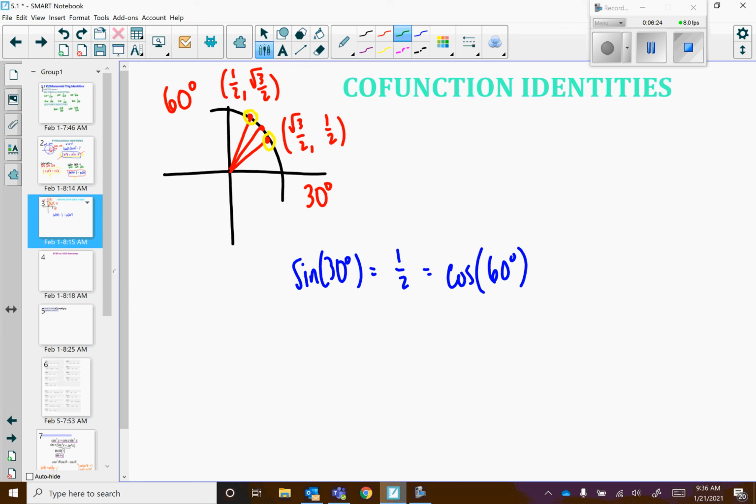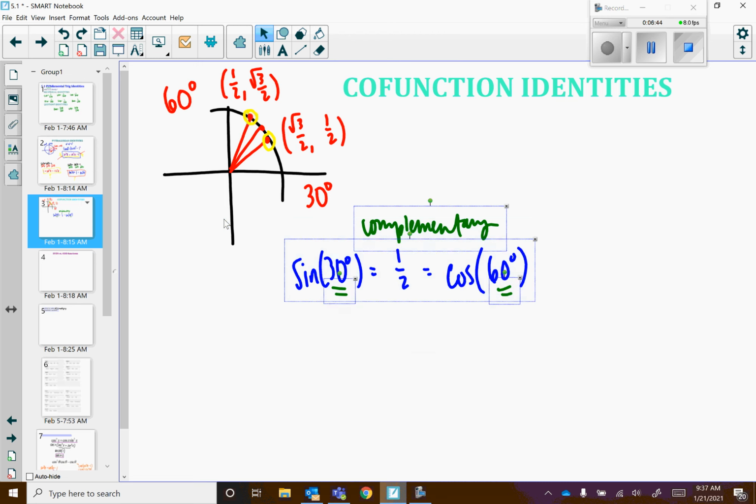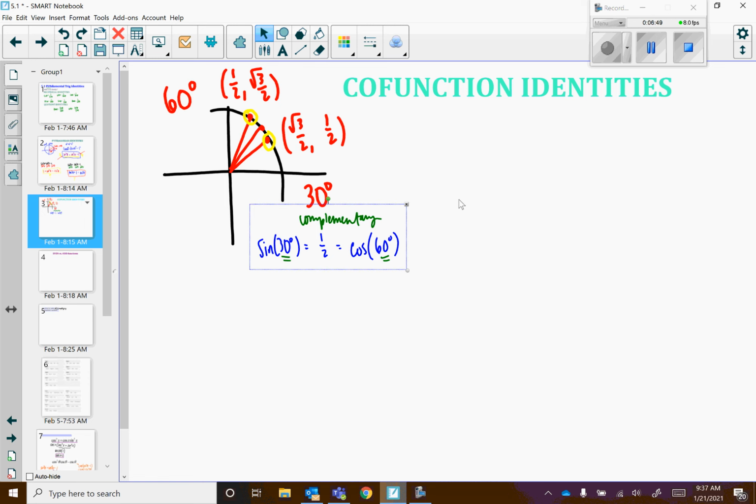But what do we notice about 30 degrees and 60 degrees? Maybe you're like, I don't notice anything. These two angles are complementary. And that, my friends, is the basis for our cofunction identities. This will be true across the board: if I have two angles that are complementary, remember complementary means add up to 90 degrees, then sine of one will be equal to cosine of the other.